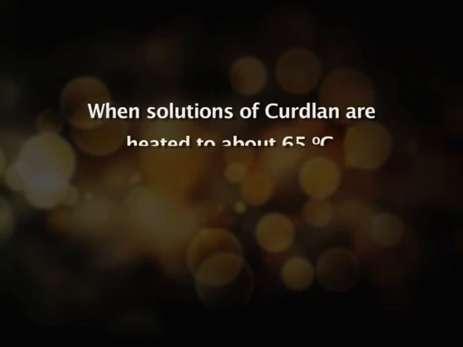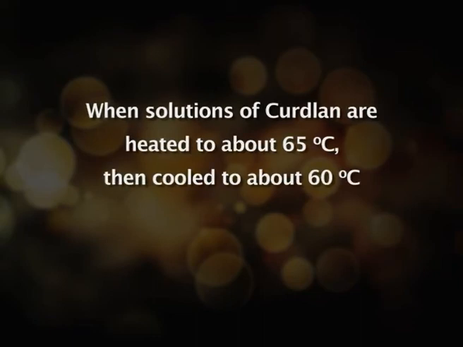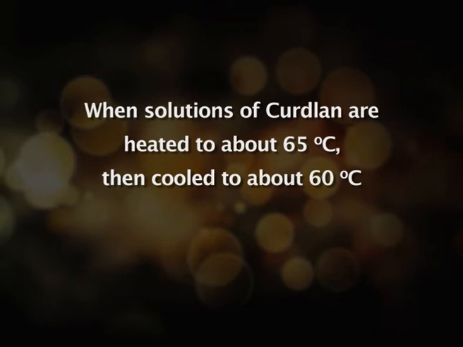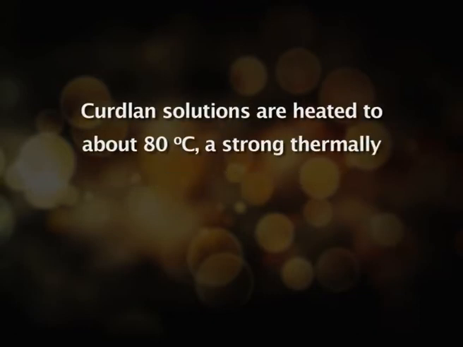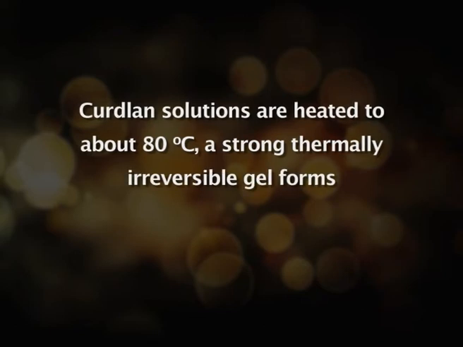A thermally reversible gel is formed when solutions of curdlan are heated to about 65 degrees centigrade, then cooled to about 60 degrees centigrade. However, when curdlan solutions are heated to about 80 degrees, a strong thermally irreversible gel forms, that is, a solution is not reformed upon cooling. Gel strength continues to increase with increasing temperature up to about 130 degrees centigrade.